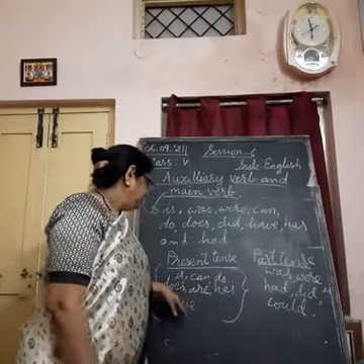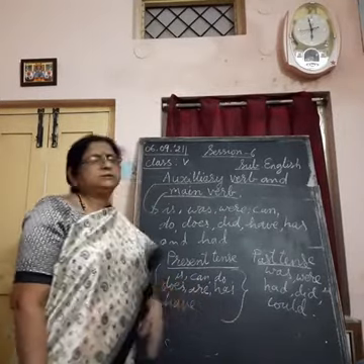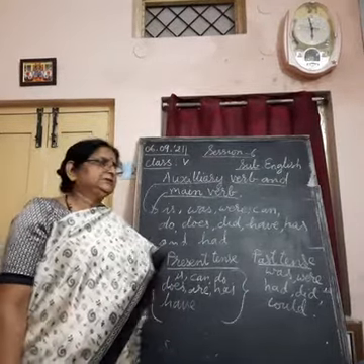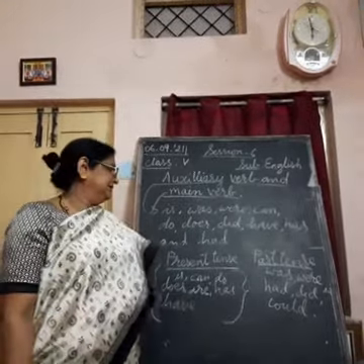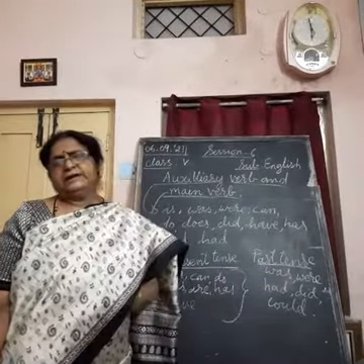Same way, do and does are used. I don't like sweets. I do like sweets. She does not. She does. Understand? And did is used in past tense for do and does.